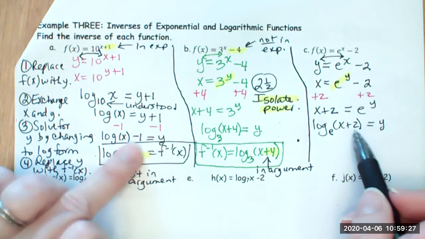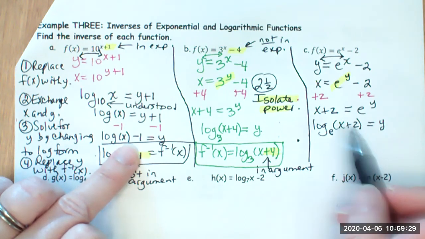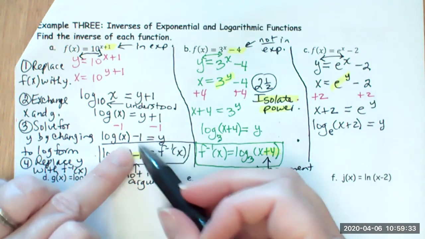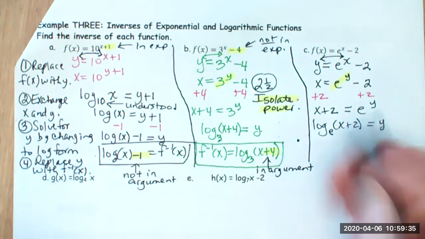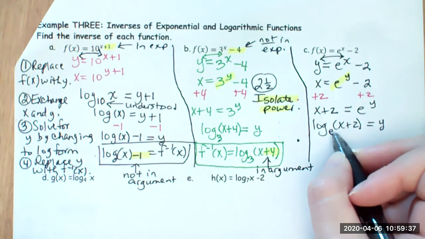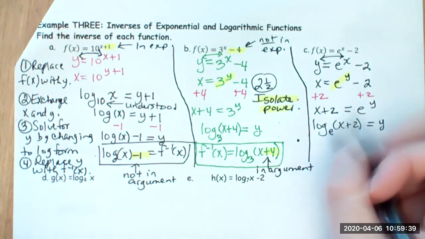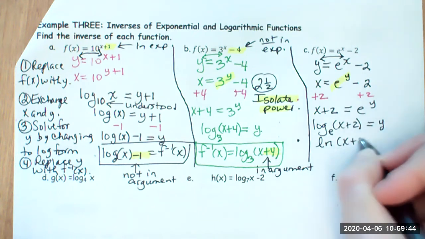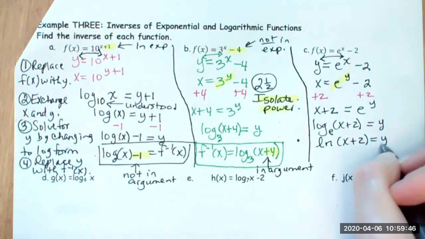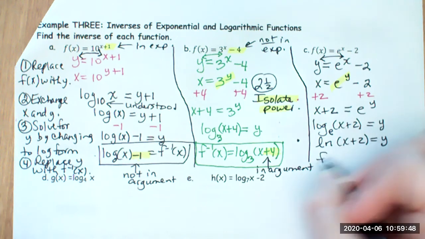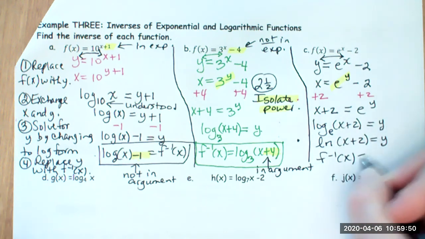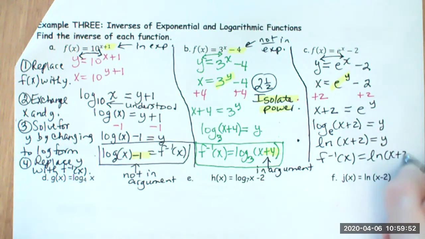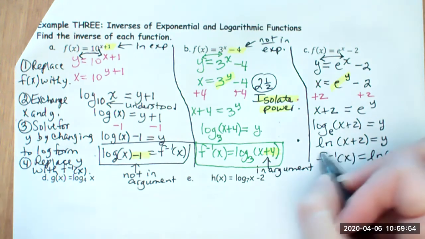Notice the difference. This part C is like part B, where we have a shift left or right, whereas in part A, we have a shift down. Now, keep in mind that log base e is equivalent to natural log. So we're going to say natural log of x plus 2 is equal to y. And then finally, f inverse of x equals natural log of x plus 2.